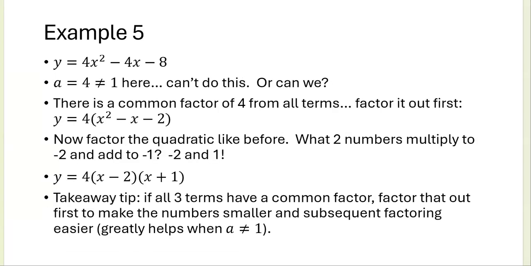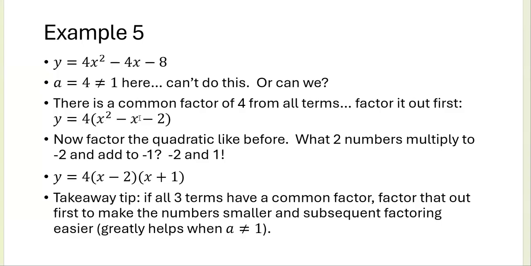Example 5. Y equals 4x squared minus 4x minus 8. Okay, so I thought we were focusing on a equals 1, but there's a 4 here, so we can't do this, or can we? We can, because we just need one additional step. We realize that 4 is a common factor of all three of these terms. Okay, so we can factor that out of all three of them. So we can write it as y equals 4 times in parentheses x squared minus x minus 2. I factored it out from all three terms.